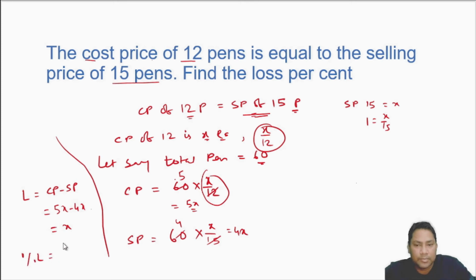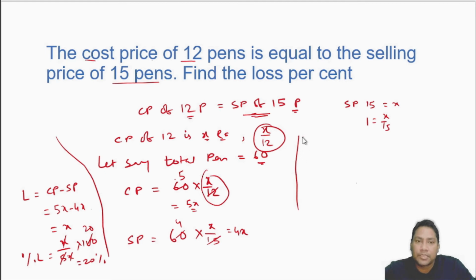Now the percentage of loss. The percentage loss formula is loss divided by cost price, the cost price is 5x, multiplied by 100. x and x cancel, we get 20. So 20% is the amount of loss. There is a 20% loss in this problem.